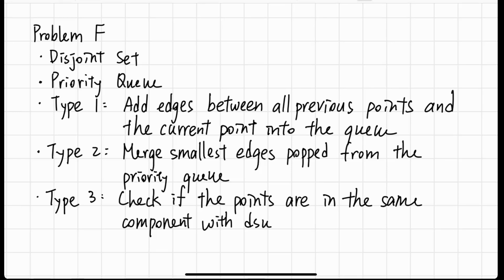Because if we use an array, we will need to sort the array, and every time we need to loop from the beginning of the array, and this would take too much time. So we can directly use a priority queue to store the edges. Then we can add edges, unite the components from the front of the queue.